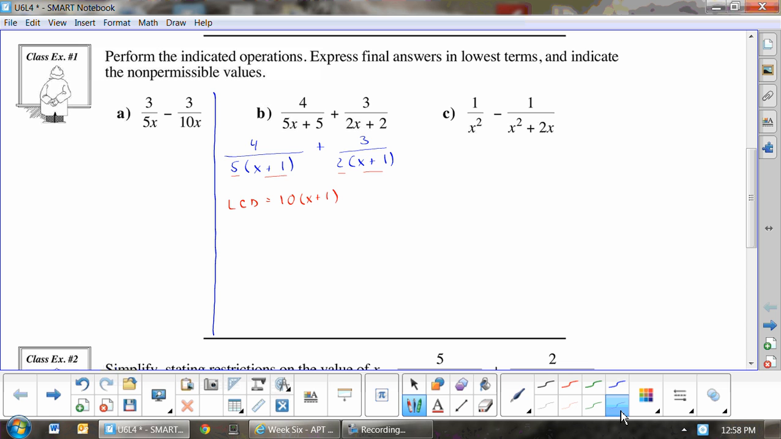So then when we're trying to make our two terms have a denominator of 10 times x plus 1, we look at the first one and go, okay, this is 5 times x plus 1, so I'm going to multiply everything by 2. So we go like this. Okay. And then the second one, this is 2 times x plus 1, so to get 10 times x plus 1, everything is multiplied by 5. Okay.